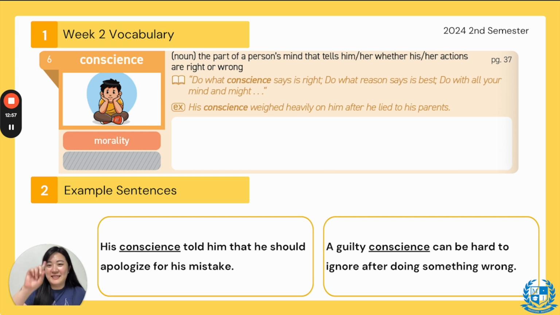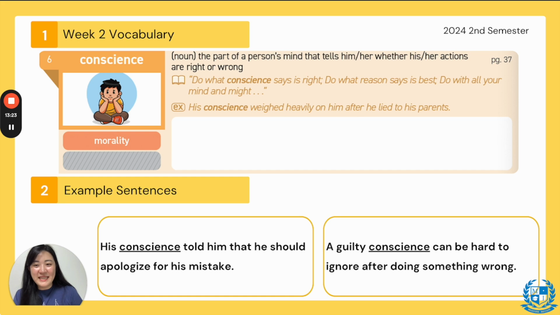Example, let's read together. His conscience weighed heavily on him after he lied to his parents. So this sentence here is saying that he felt a little heaviness in his heart because he lied to his parents, right? He feels bad about lying. So his conscience is like, hey, Kimberly, you shouldn't have done that. Lying is bad.